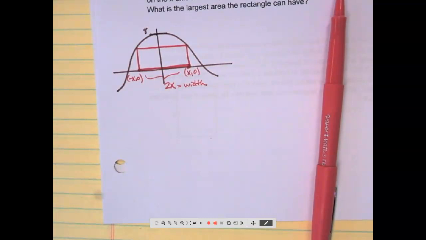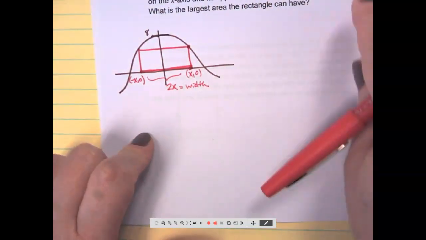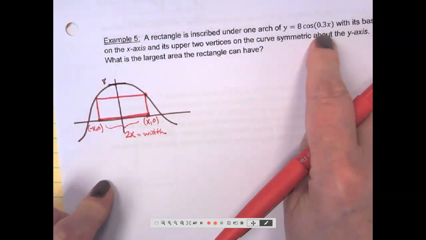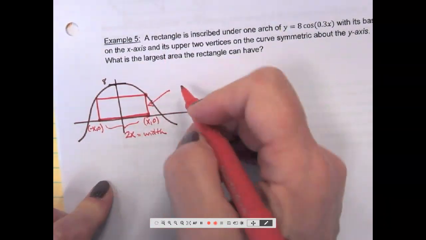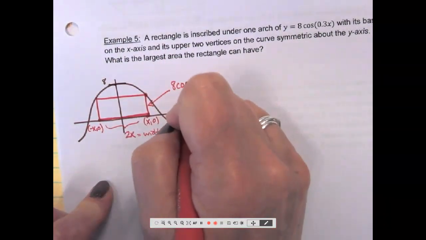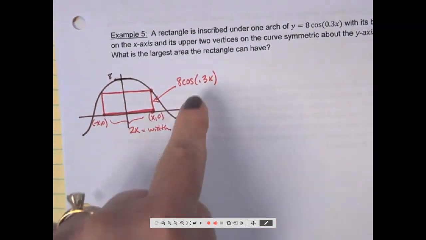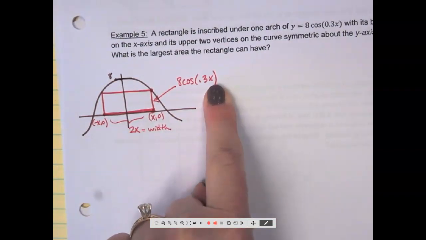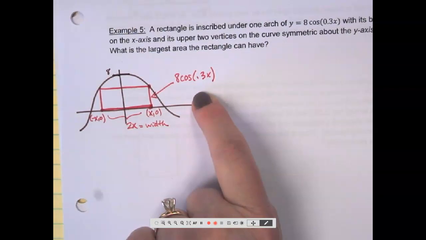Okay, here's another question for you. How tall is it? Y. Whatever y is, right? Whatever that y coordinate is. Guess where the y coordinate is? Whatever I get when I plug x into that. So the height is 8 cosine 0.3x. Now, if I knew what x was, I would plug that in and I would have a numerical height. But until I find x, I just have to leave it like that. Does that make sense?